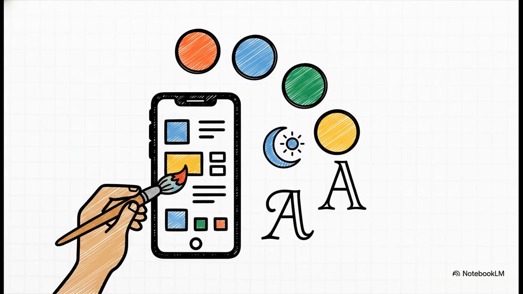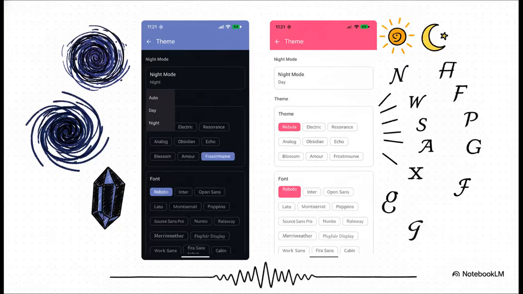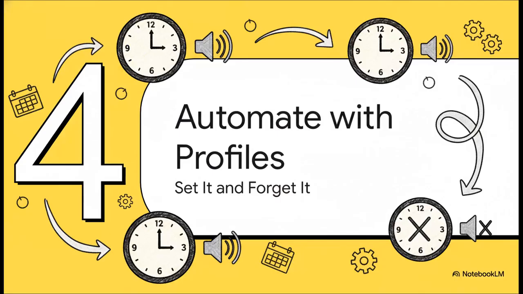Now, it's not all just about powerful features and settings. VolumeLock also lets you make the app truly your own. You're not stuck with just one look. You can totally personalize the entire interface. You've got a ton of options here. You can choose from themes like Obsidian or Nebula and pick a font that fits your personal style. You can even set it to automatically switch between day and night modes, which just gives it a really polished, premium feel.